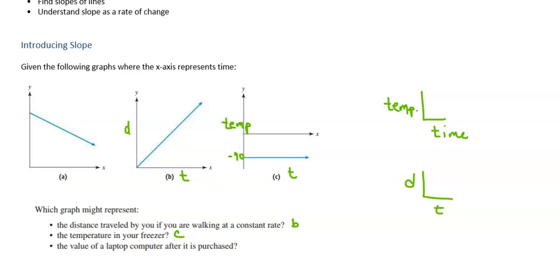The value of a laptop computer after it's purchased. So all we have left is this one. So this is going to be its value in dollars, and this is time, and it's going to go down. So that is A.